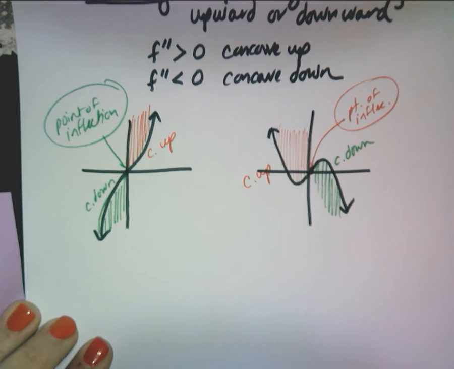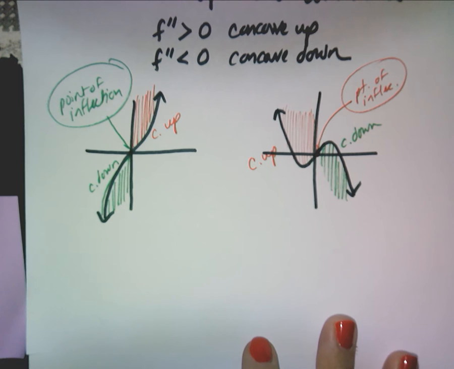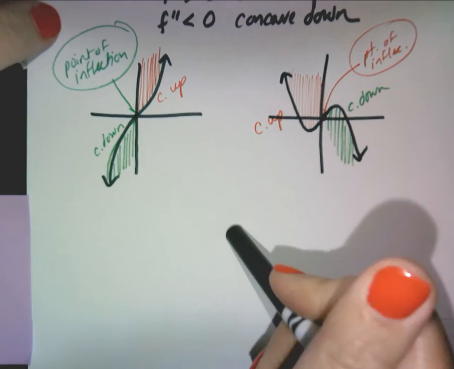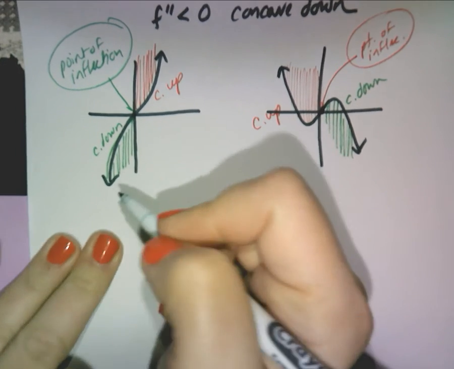All right? And that's what the second derivative determines for us: just where the graph is being really curvy up or really curvy down. That's all it's doing for us. All right, but I do want you to write this little definition down, which is the definition for point of inflection.